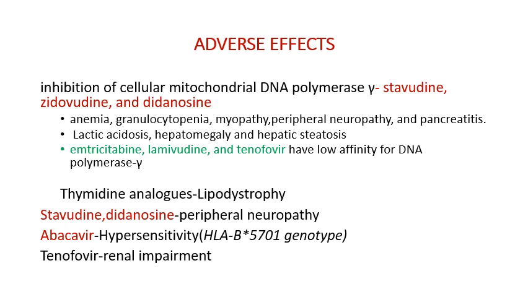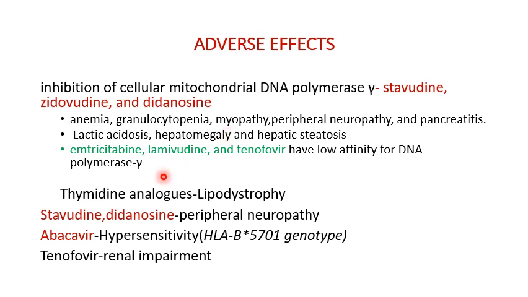Because of this inhibition of mitochondrial DNA polymerase, many toxic side effects can occur, like anemia, granulocytopenia, myopathy, peripheral neuropathy and pancreatitis, and sometimes lactic acidosis, hepatomegaly and hepatic steatosis. These adverse effects are more common with thymidine analogs, especially zidovudine and stavudine. Emtricitabine, lamivudine and tenofovir have very low affinity for mitochondrial DNA polymerase, and hence a much lower frequency of these adverse effects.